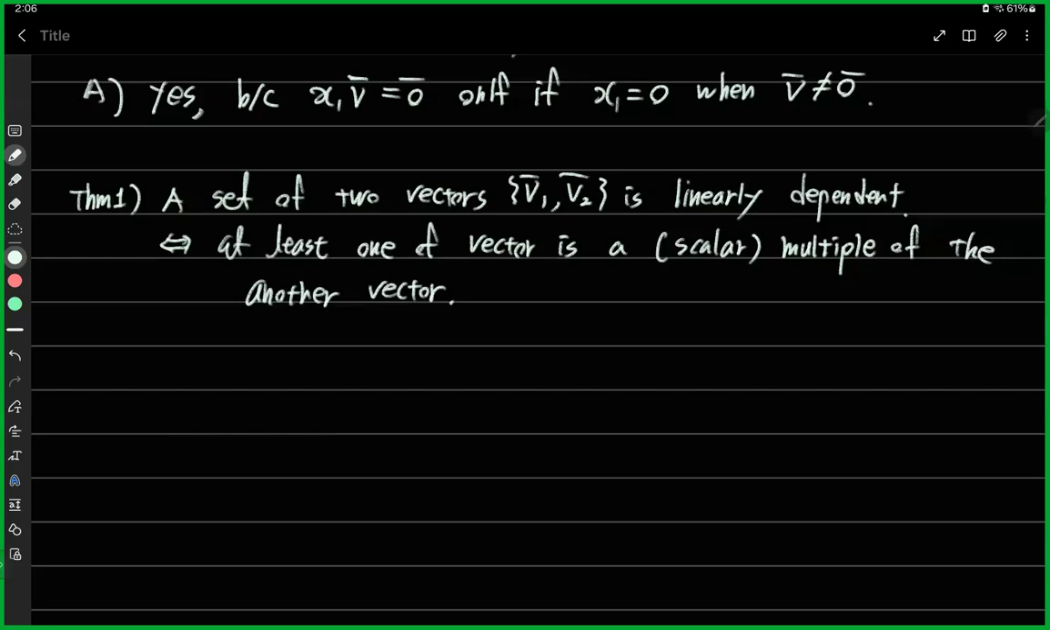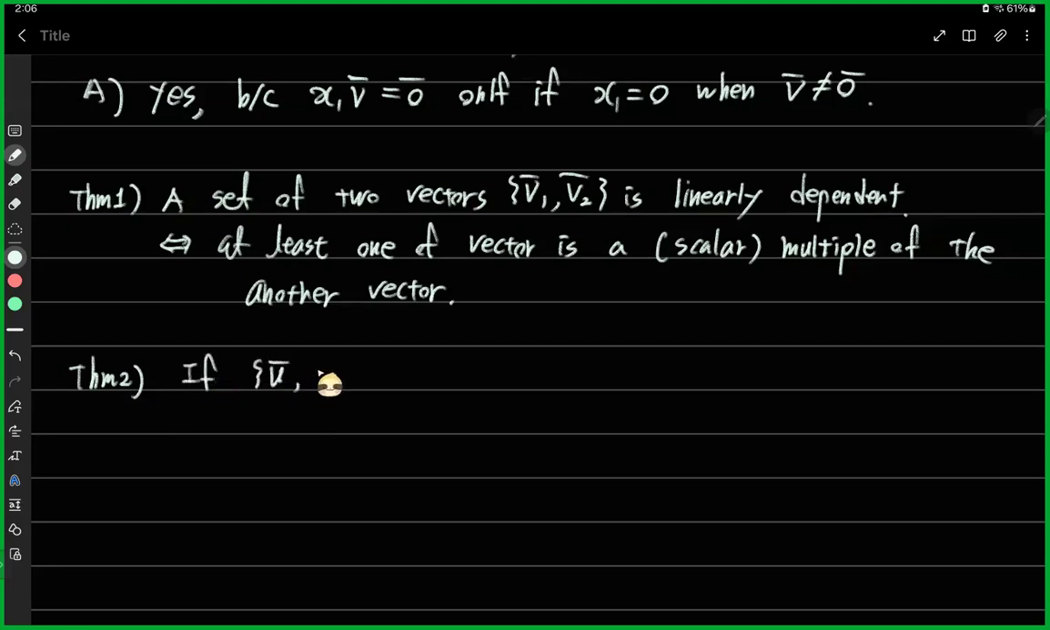And then next one, theorem 2. Theorem 2 is this. Now next one, give me a second. What's the theorem number? I forgot. Oh yeah, okay. Oh no, I forgot the theorem number.